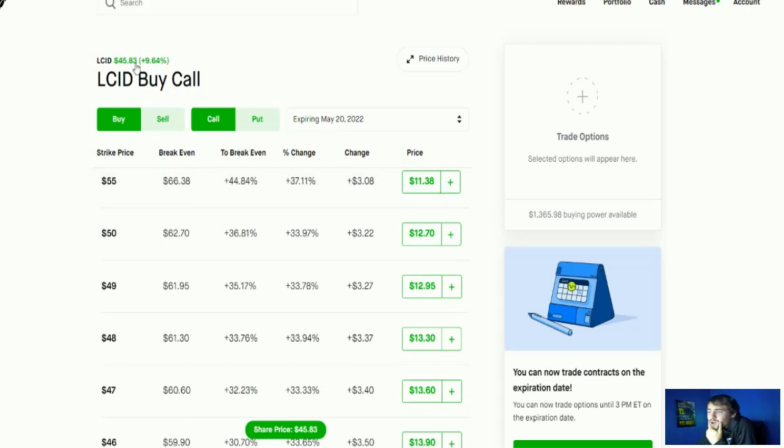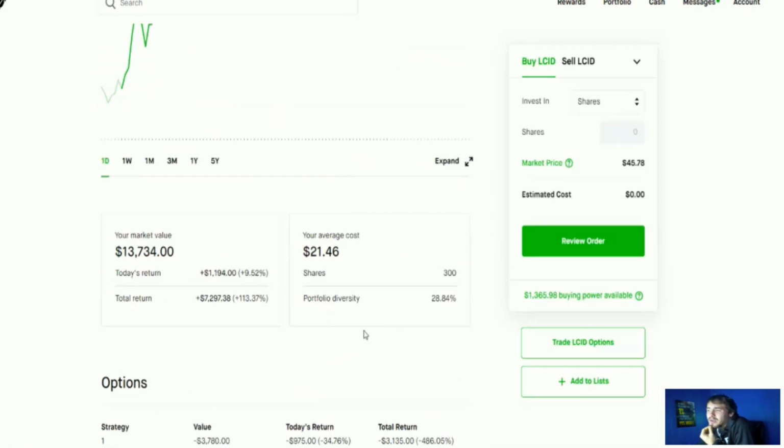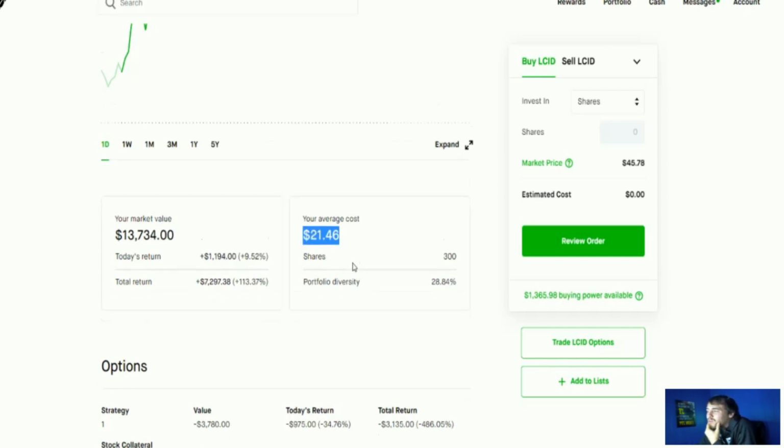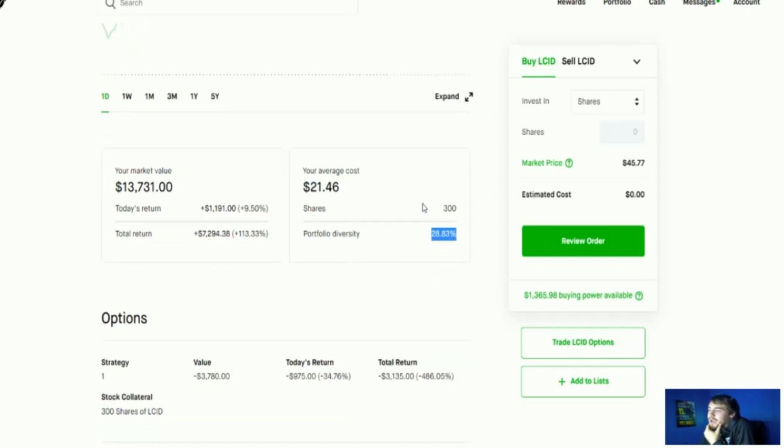As far as my position, up $7,300, 113.33%. Market value of $13,725, average cost of $21.46 on 300 shares. Portfolio diversity of about 29%.